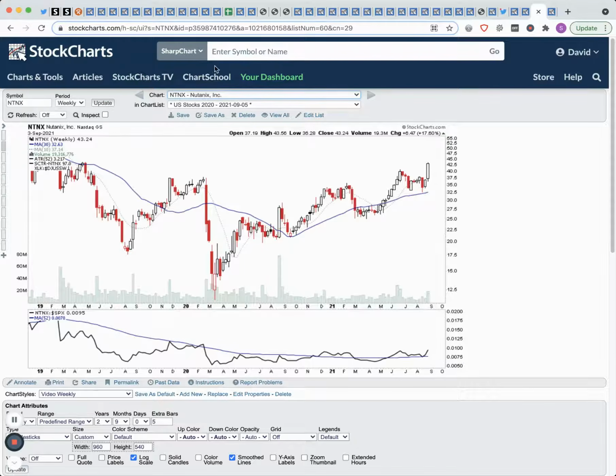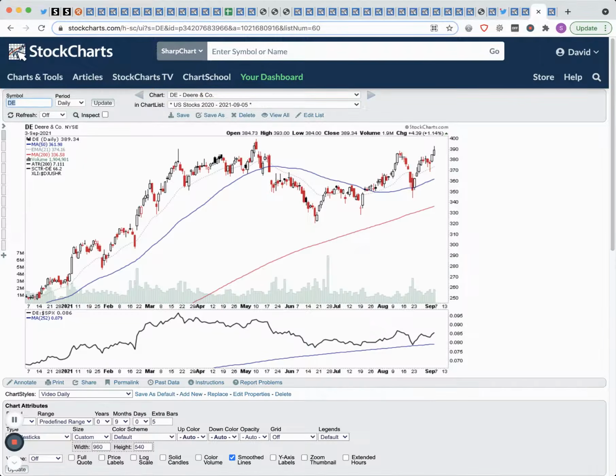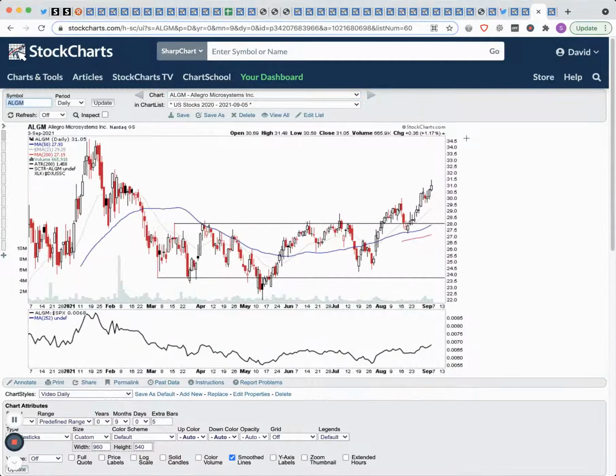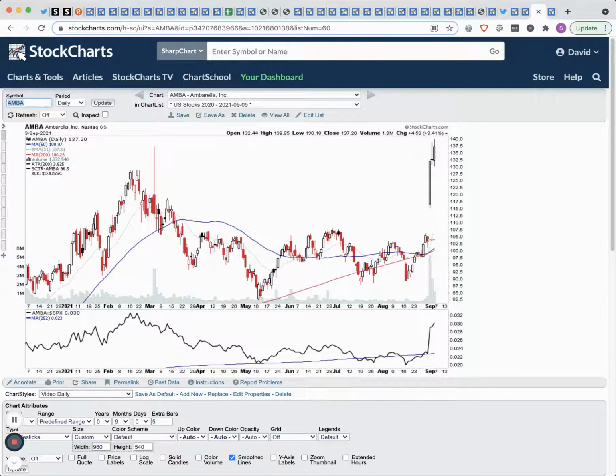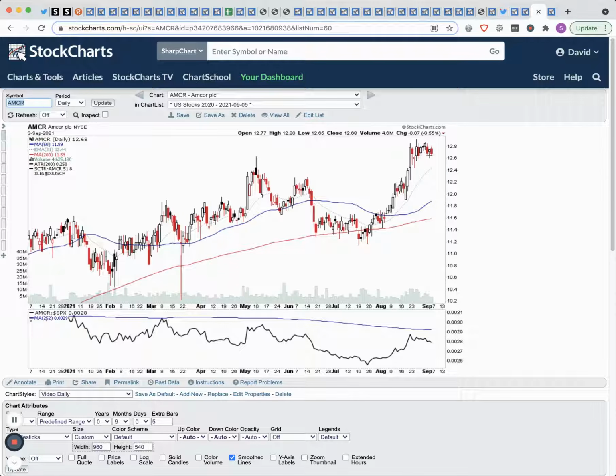Anything else that's really interesting? I think Deer is reasonably interesting. Got a bit of cup and handle going on in there. That one looks good. ALGM, you had a little bit of the Wyckoff base going on there. It's had a backup and it's following through. So it's in its phase D at the moment. Ambarella's another earnings gap. AMCR is tightening up, so looking for a stage 2 continuation on that one.